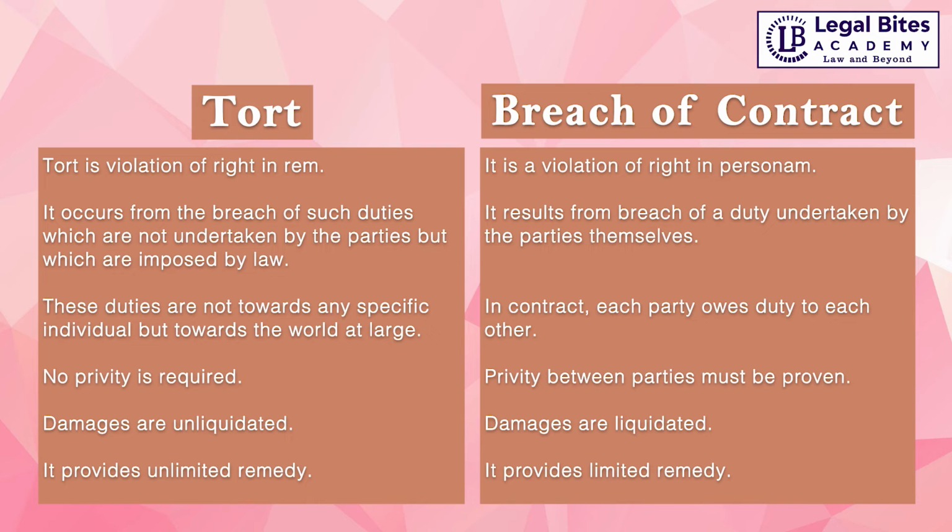Tort occurs due to the breach of duty, which is not undertaken by the party but is imposed by the law, whereas breach of contract results from breach of duty, which is undertaken by the parties themselves. Our next difference is there is no doctrine of privity in tort, whereas in breach of contract, privity between the parties must be proven. Our next difference is in tort, damages are in the form of unliquidated damages, whereas in breach of contract, the damages will be in the form of liquidated damages.